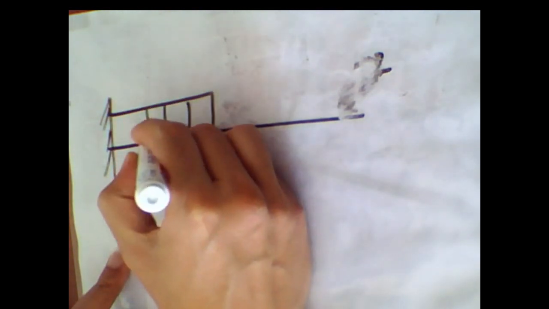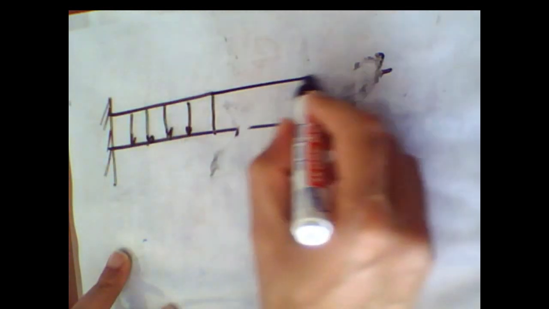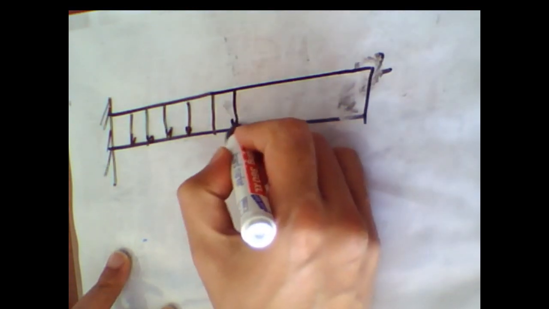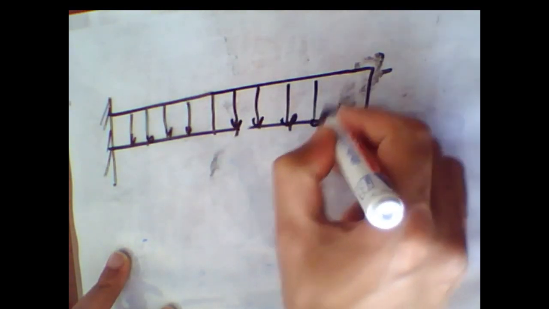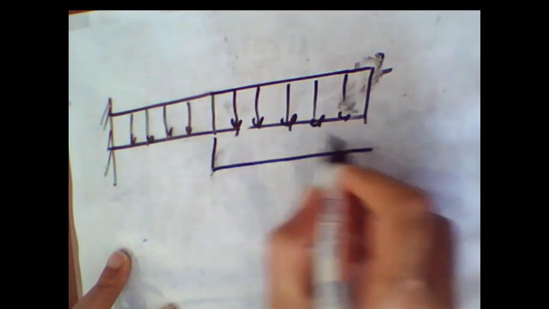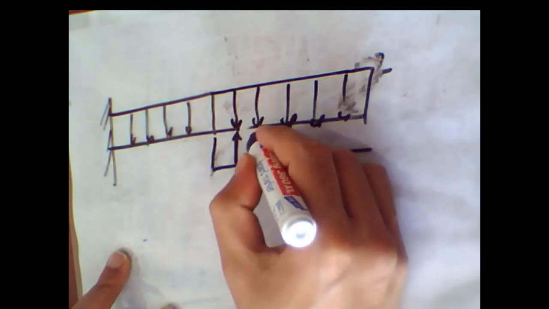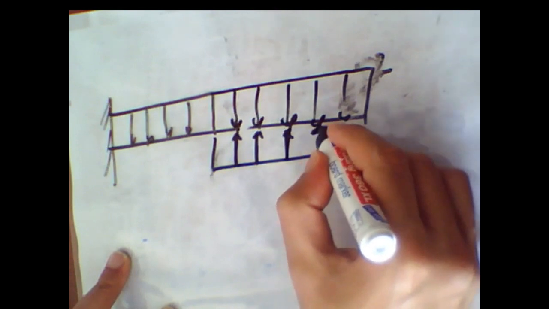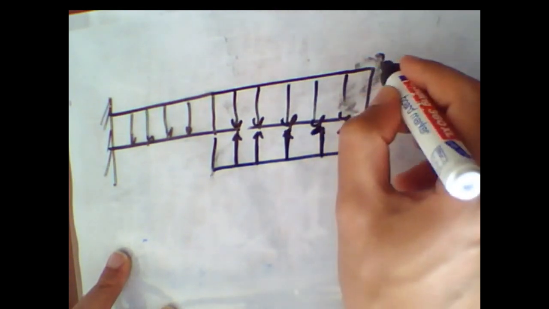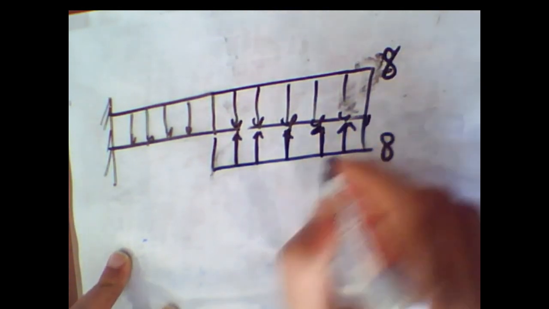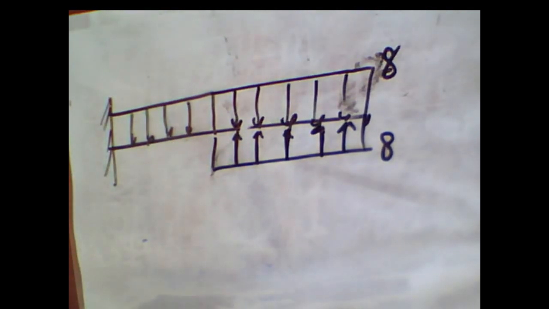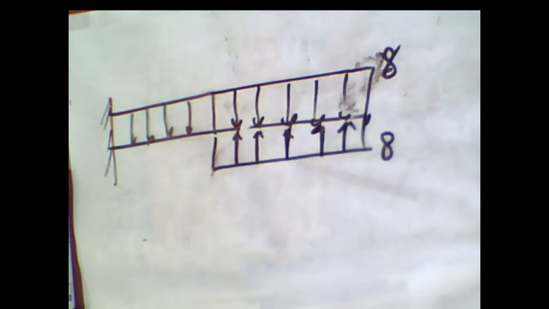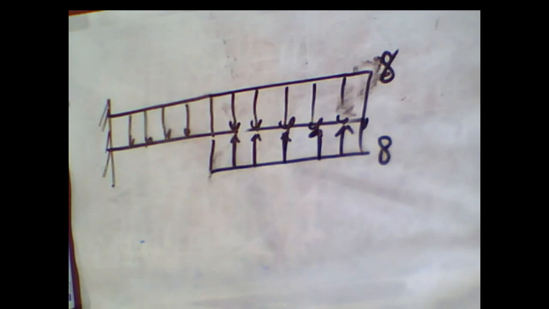This is equal to this times this. This is 8, this is 8. If we combine these, we can easily convert to our initial distributed load. Now these two distributed loads can be represented as Macaulay functions.